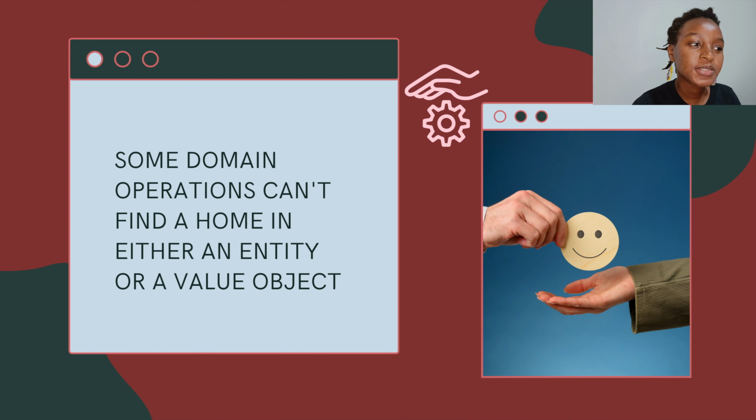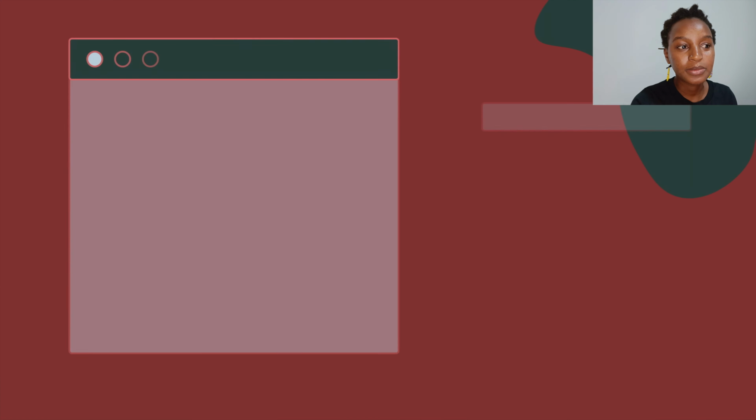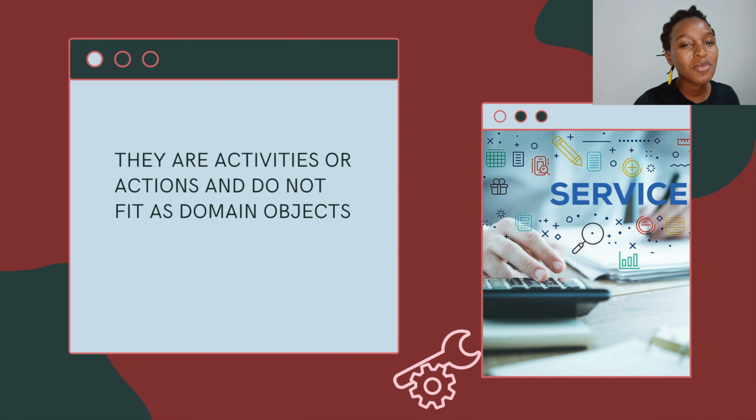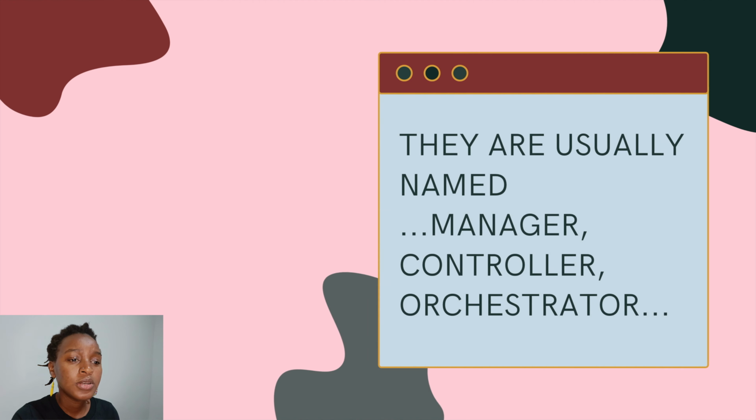Some domain operations can't find a home in entity or value objects. They're different, they're not going to be domain objects in this case. They're more of activities, more of actions that are operations for other things, and they're not domain objects on their own. You'll find them in your system with names like manager, controller, orchestrator. You've seen such files in your code base.